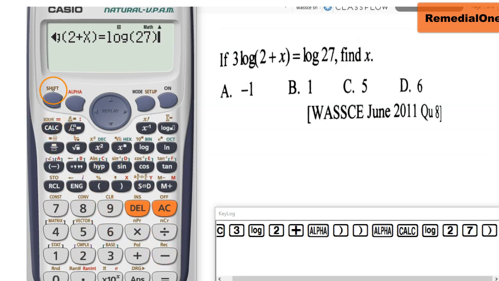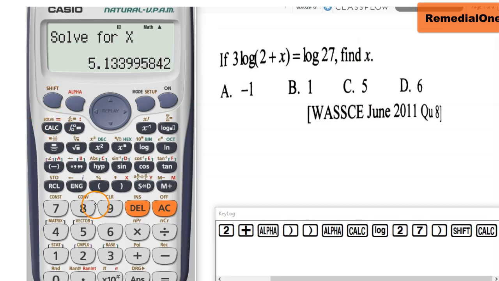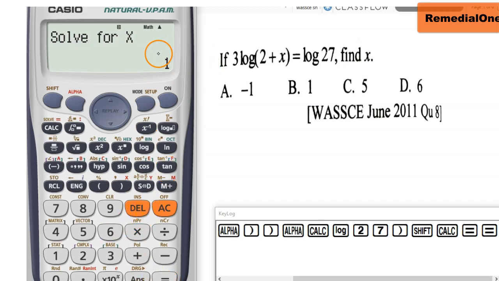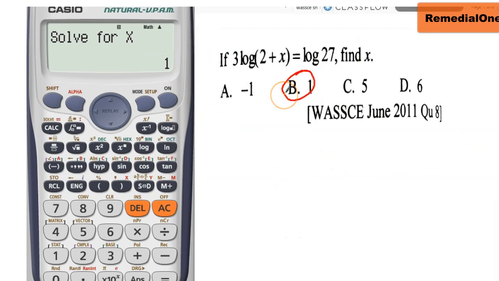So solve is here. We hit shift and then calc, and that gives us that, and then we hit equal, and then the answer is going to be 1, but hit equal again for you to solve for x, and the answer is 1. B is the correct option here.